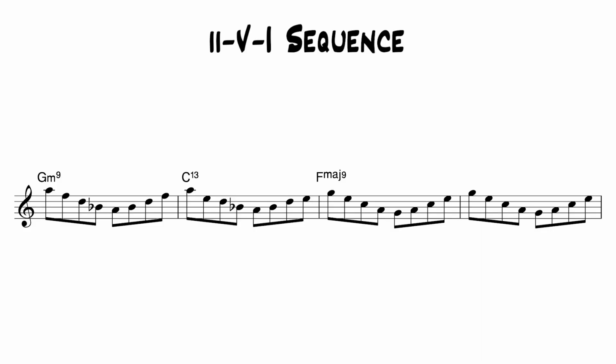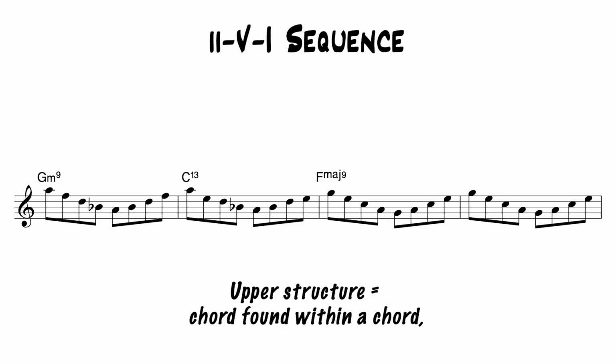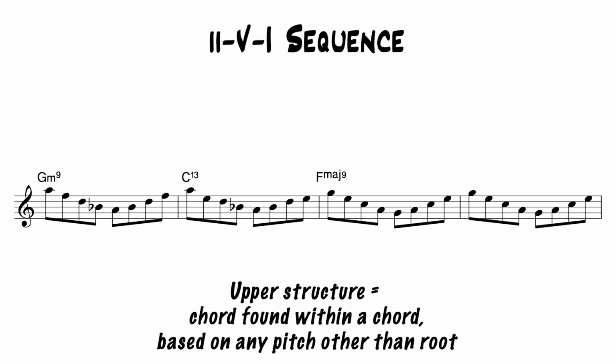We're playing 2-5-1 chord progressions. This pattern is based on a concept called upper structures. An upper structure is a chord found inside of another chord that's based on any pitch other than the root. In this case, for the 2 chord, we find the flat third, B flat, and play the notes of B flat major 7. This is our upper structure.